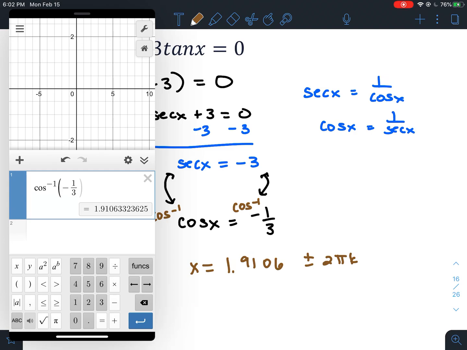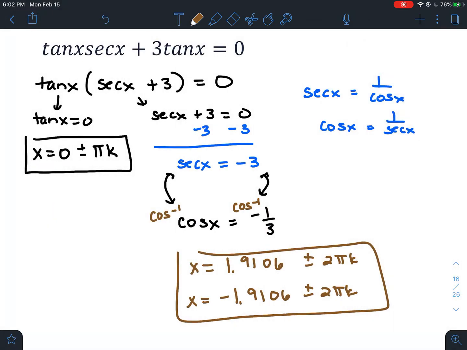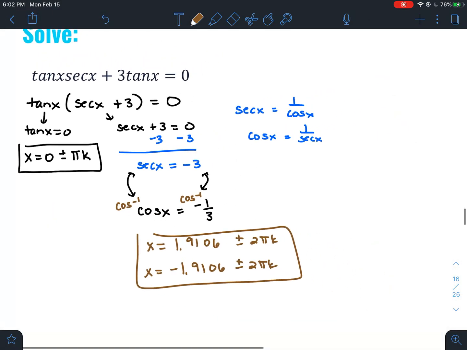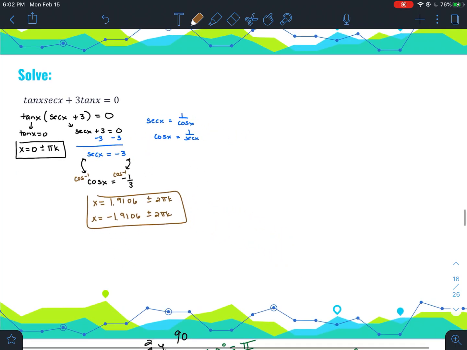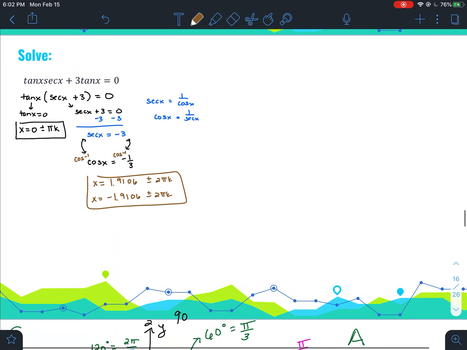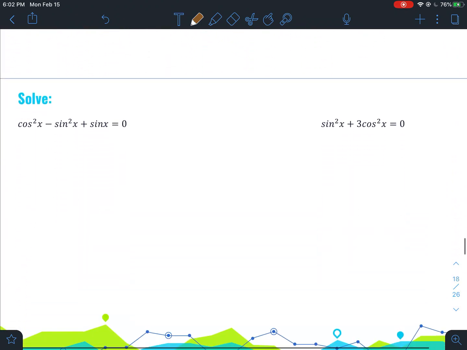And then remember, to get your second solution for cosine, you can do the opposite of the first solution. So -1.9106 and then plus or minus 2 pi k. So this equation would have 3 solutions and then plus or minus the different periods k. So this is an example of a common factor that you would have to factor out first. All right. Let's look at another one.